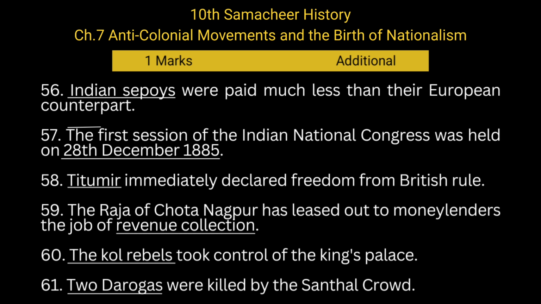Titu Mir immediately declared freedom from British rule. The Raja of Chota Nagpur had leased out to moneylenders the job of revenue collection. The Kol rebels took control of the king's palace. 2 Daroga were killed by the Santhal crowd.